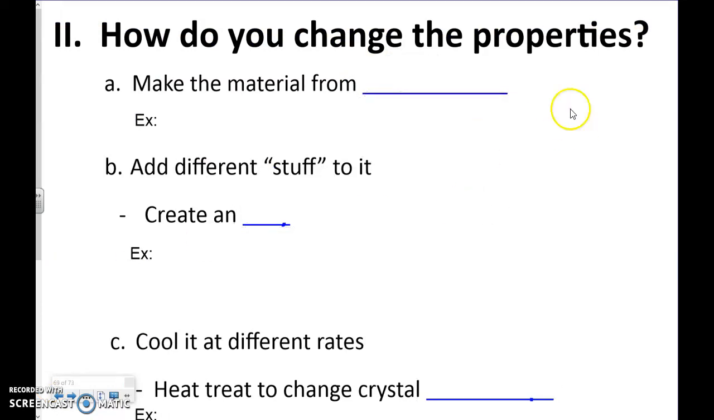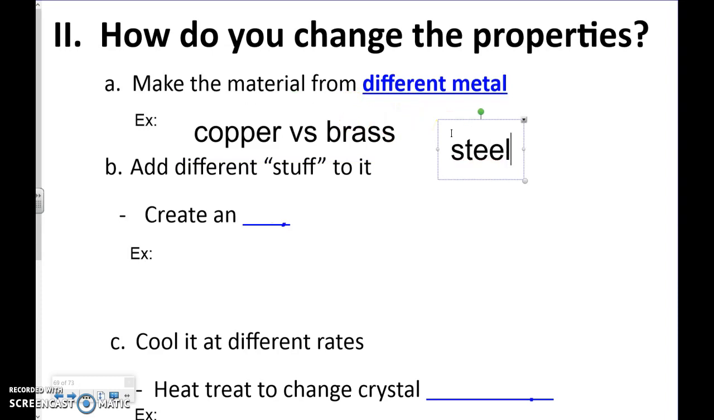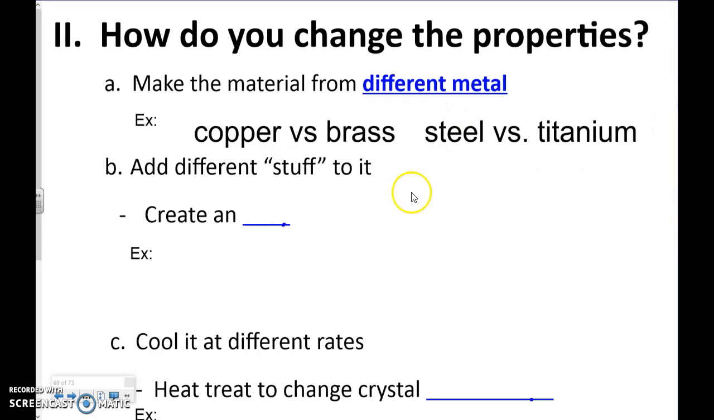What do we do about changing properties of metal? How do we do this? Because this is what we're going to step into in the next section. First of all, you can use a different metal. For example, copper versus brass. Different metal. How does steel differ from titanium? We choose a metal based on what its properties are.